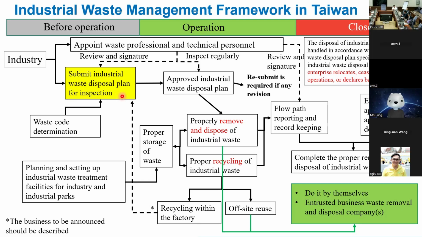Crucially, the enterprise must determine the waste code, and follow the plan and set up industry waste treatment facilities to ensure proper storage, report the flow paths, and keep records. When your enterprise is going to close, might be relocated, or might cease, or declare bankruptcy, the disposal of your industry waste must be handled strictly according to your approved disposal plan.